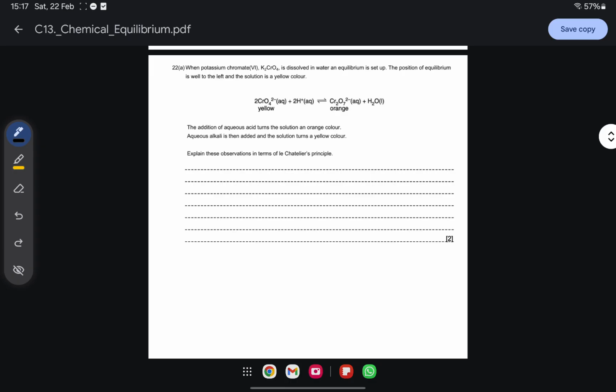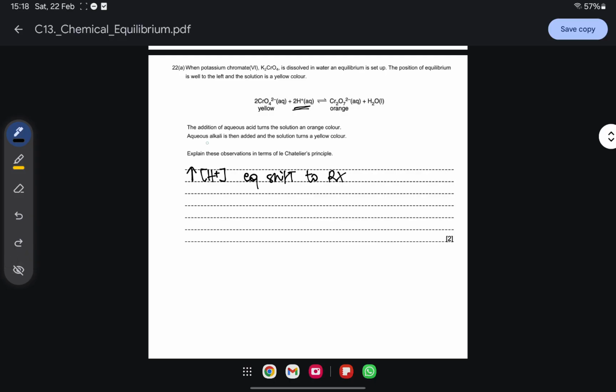Why don't you try these 2 marks? I'm ready to give you the solution. Did you write yours down already? So, we add acid. The effect of adding an acid means that the concentration of H plus increases, which means that the equilibrium would shift to the right. Why? Because it wants to counteract the change.